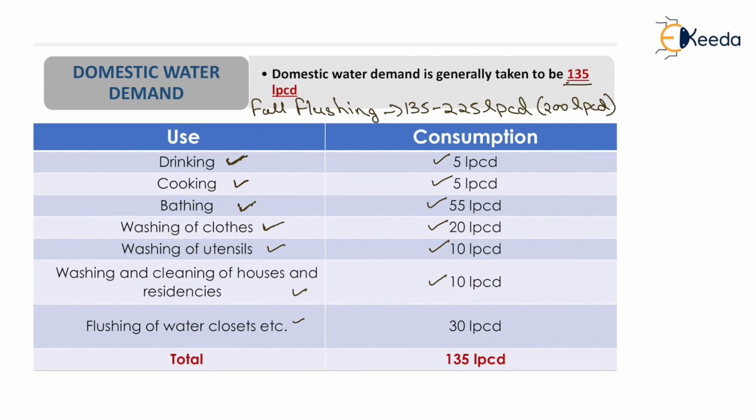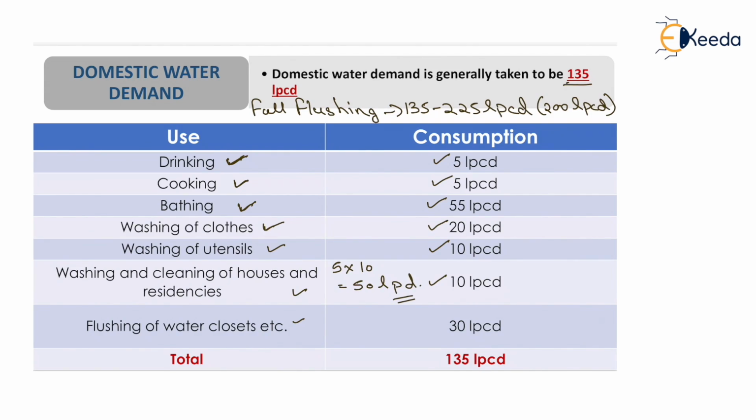Now suppose that in a family there are 5 people living. The amount of water required for washing of house, we directly get the value by multiplying the number of people living in that family by the per capita demand. We will get the amount of water, that is 50 liter per day will be the amount of water required for washing and cleaning of houses and residences.